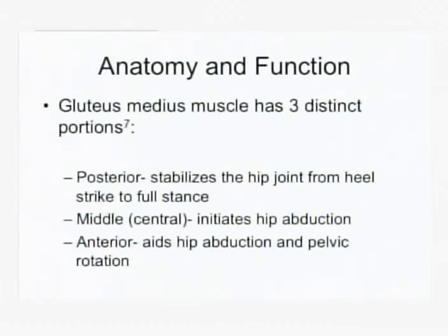There are 3 distinct portions to the gluteus medius, and they serve different roles. The posterior portion stabilizes the hip joint from heel strike to full stance, while the central portion initiates hip abduction, and the anterior also aids hip abduction but plays a role in pelvic rotation.